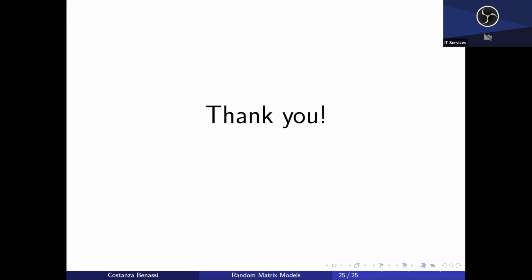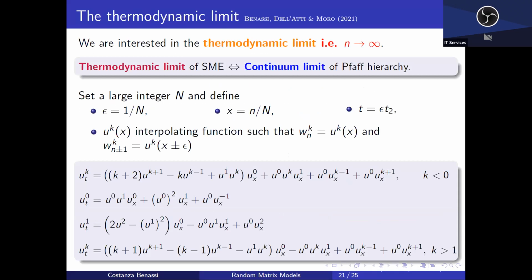Could you show again how your U's are related to the W's? Do you mean these ones? Yeah. So I was curious how you produce the plots of these oscillatory phenomena.